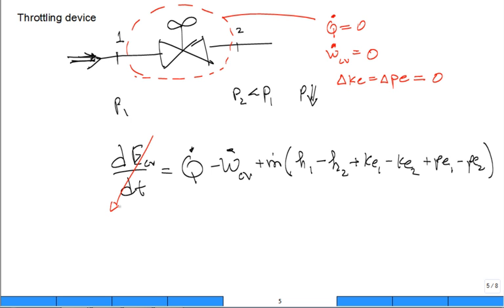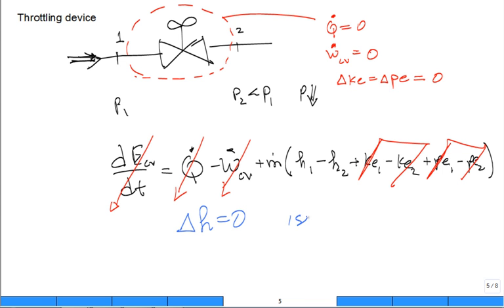And why is this steady state? 0. No heat transfer, no work. Negligible changes in kinetic, negligible changes in potential. So what do you deduce about the change in the enthalpy across a throttling device? There's no change. So this no change in the enthalpy is called isenthalpic. It's isenthalpic. Constant enthalpy.